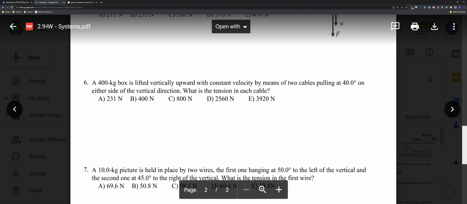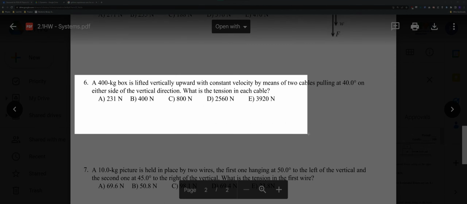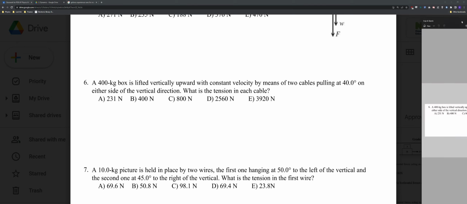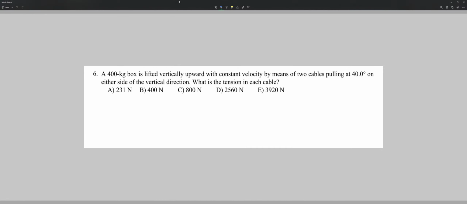All right, so let's do number 6. Say a 400 kg box, that's your mass, lifted vertically upward at constant velocity. So you know the object is in equilibrium. It's being lifted upward, so we can say my vertical net force is 0. The ropes are at 40 degrees on either side of the vertical direction, and there is the tension.